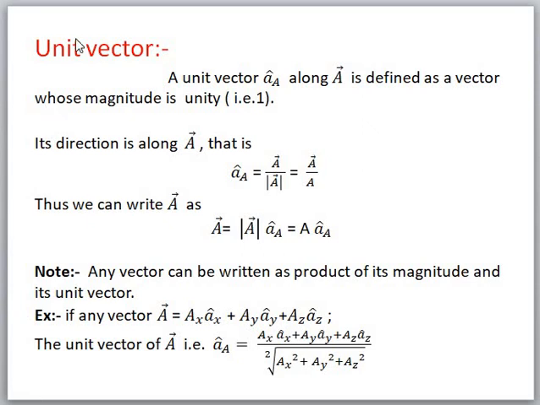We know the unit vector direction is along the vector A. That is, A cap is equal to vector A upon the magnitude of vector A. We can write it in this form: vector A upon the modulus of the vector A. Thus we can write vector A as: vector A is equal to the magnitude of vector A into the unit vector.